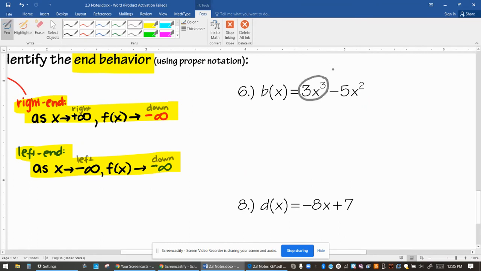Look at the leading coefficient. What is the highest exponent? That will help you make a sketch. The highest exponent is 3. Since the leading coefficient is positive, that means that my right end behavior should be rising.